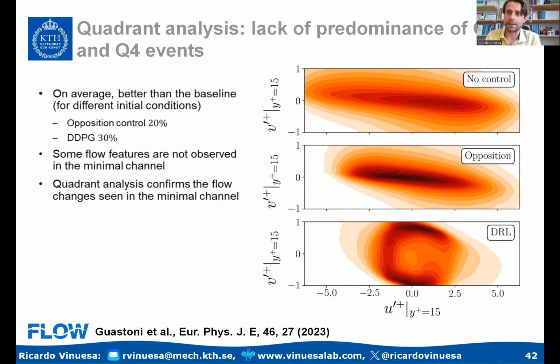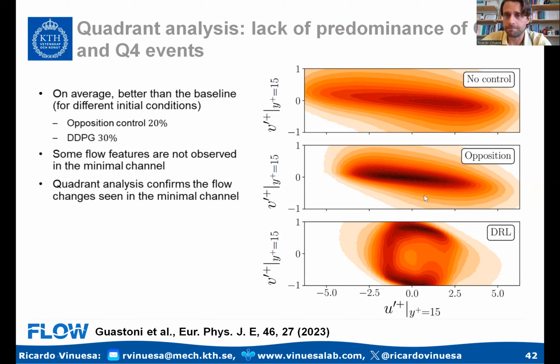So in turbulence, the Q2 and Q4 events are dominant, as we saw in the second part of the talk. So the top left and bottom right panels are dominant. If we apply opposition control, the joint PDF gets a bit shrunk, but it's not really changing so much. If we apply DRL in the last panel, you can see a fundamental change in the distribution. So now there is a quite even distribution across fluctuations, which means that the flow is significantly affected.